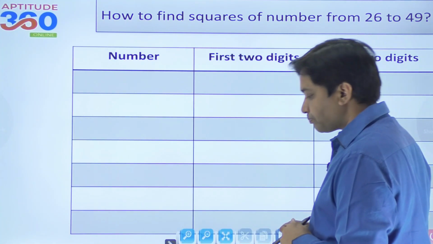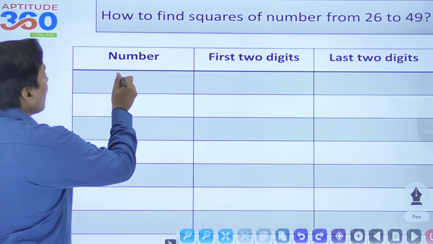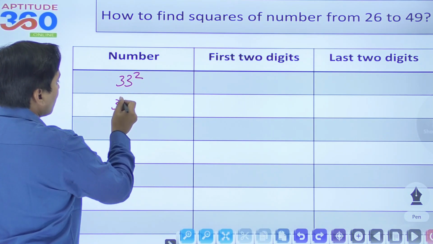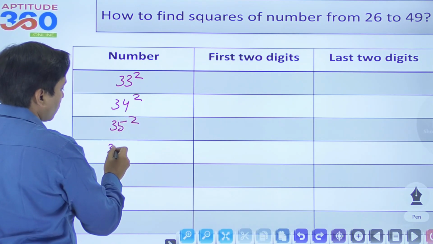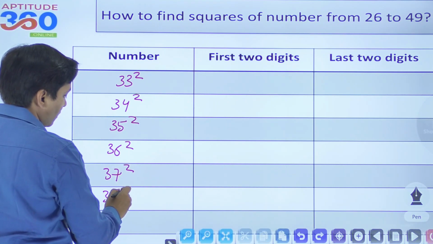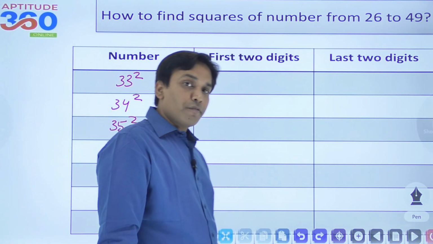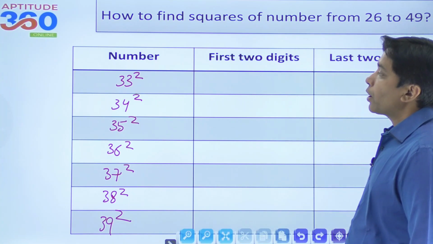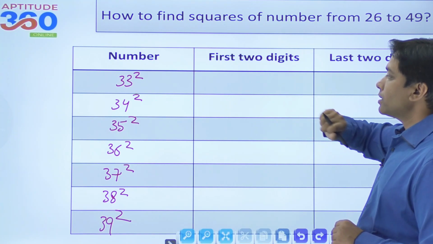Let's move on. In this, what I want you to do is find out 33 square, 34 square, 35 square, 36 square, 37 square, and 39 square. You know all of them. So you pause the video and try to figure them out, because it's pretty simple to find out the last two numbers. How do I find out the last two digits? Understand this.